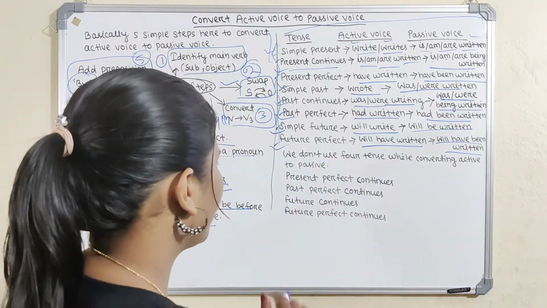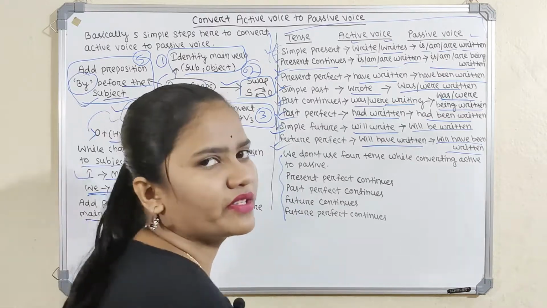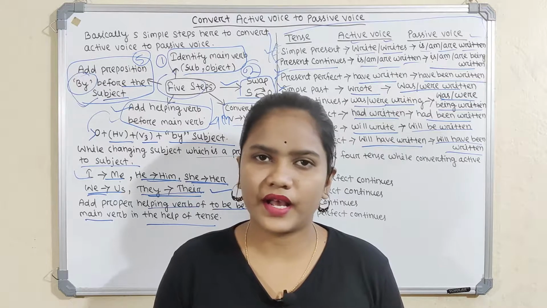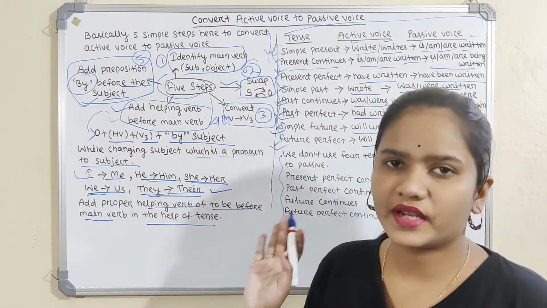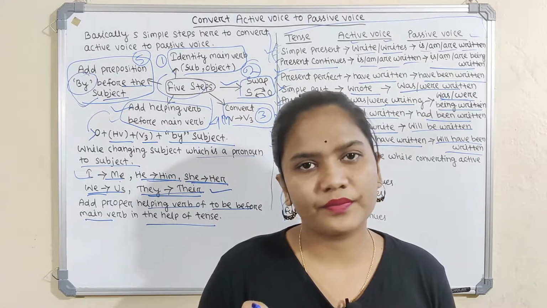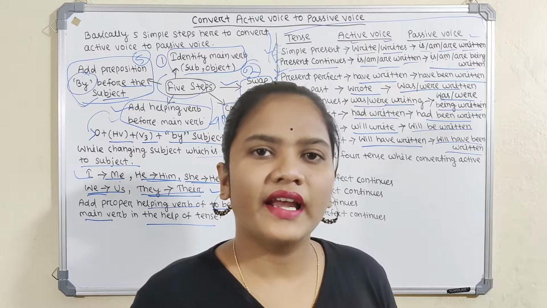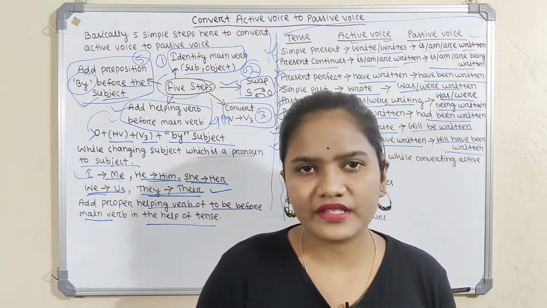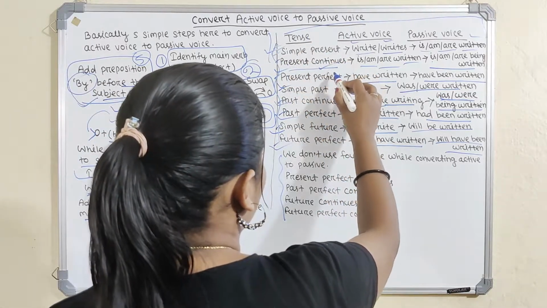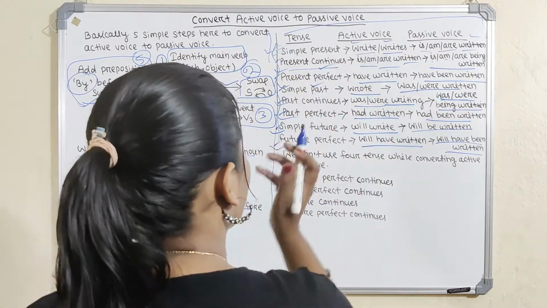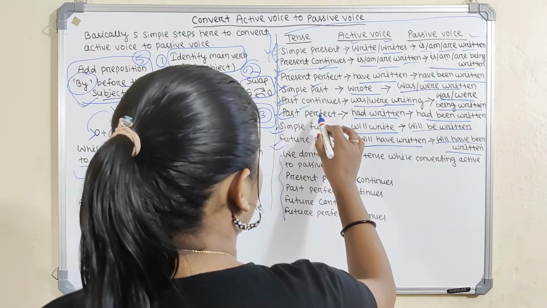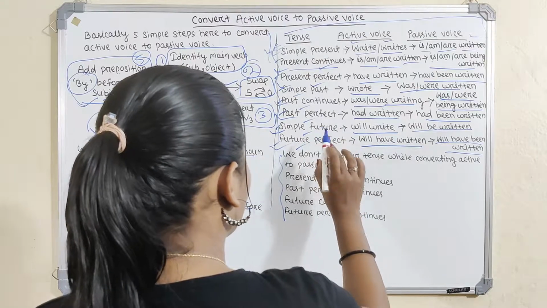As we discussed, tense is of 3 types: present, past and future. But each is subdivided, like present simple, present continuous, present perfect and present perfect continuous. These are the 4 subdivisions. Like this, here also we can use simple present, present continuous and present perfect. 3 forms we can use, but present perfect continuous we cannot use. Simple past, past continuous, past perfect, simple future, future perfect.